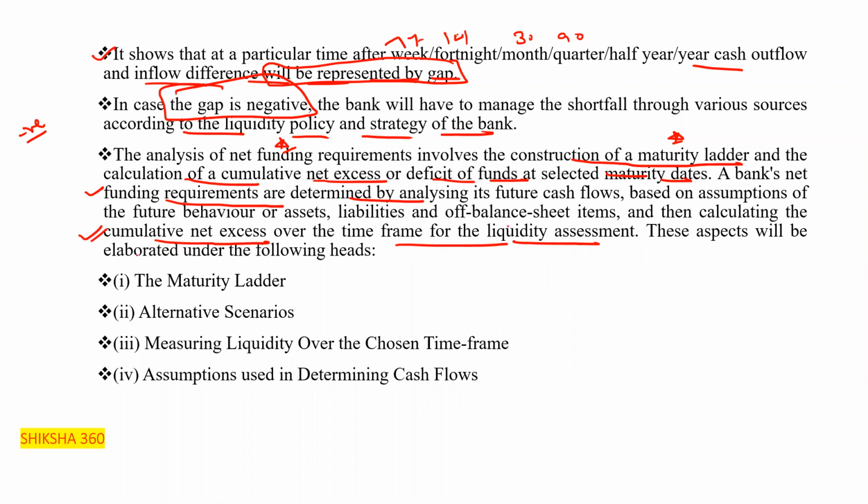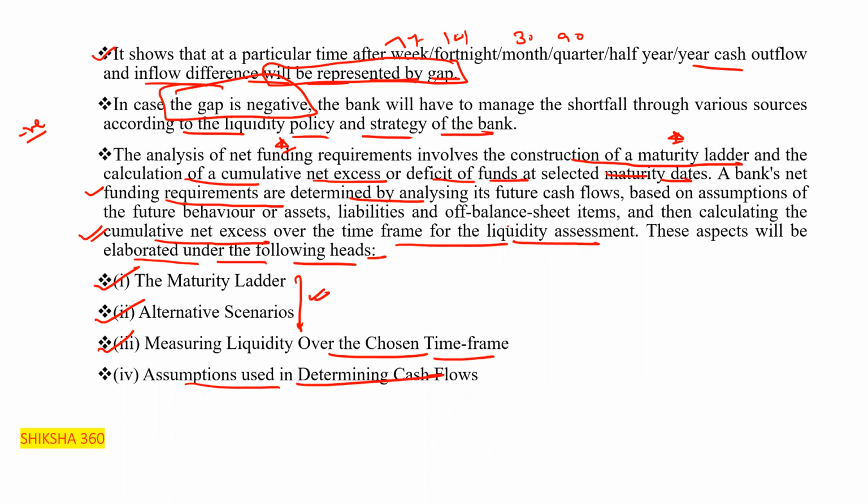These aspects will be elaborated under the following heads. First one is the maturity ladder; first of all we have to discuss how to construct that. Second one is the alternative scenarios, how to manage. Third one is measuring liquidity over the chosen time frame, and the assumptions used in determining cash flows. We will try to cover both these points in this session.